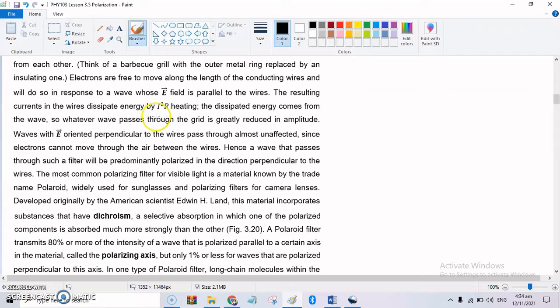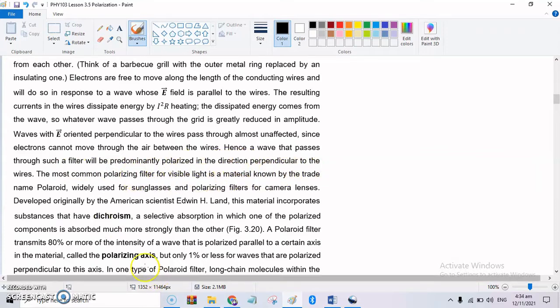This is P, di ba? P is equal to I squared R, heating, from your electricity and magnetism subject. The dissipated energy comes from the wave. So whatever wave passes through the grid is greatly reduced in amplitude. Waves with electric field oriented perpendicular to the wires pass through almost unaffected, since electrons cannot move through the air between the wires. Hence, a wave that passes through such a filter will be predominantly polarized in a direction perpendicular to the wires.